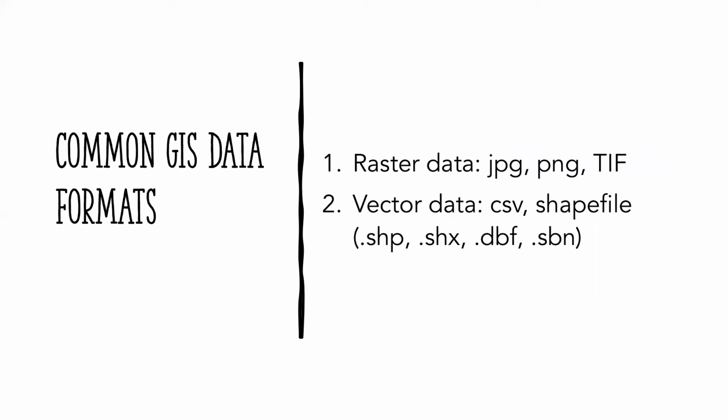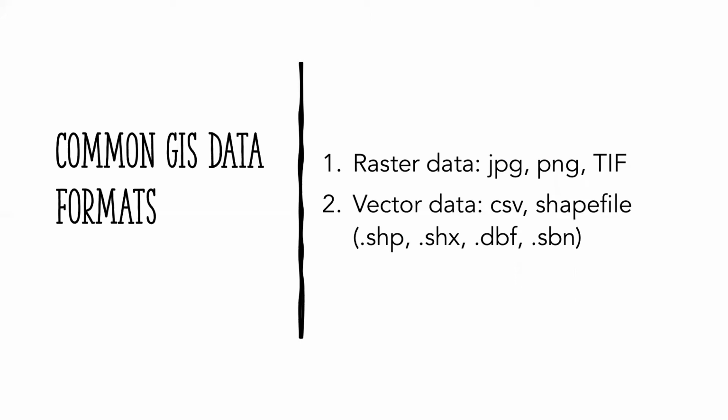Raster data usually comes in typical image formats like JPEG, PNG, and TIFF files. Note that a TIFF file is a high-quality image format, and you may not see the full details of the image unless you view the file in a GIS or a photo editing software. TIFF files can also be a bit large.